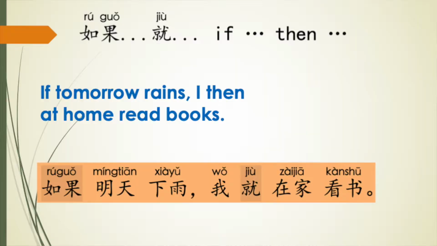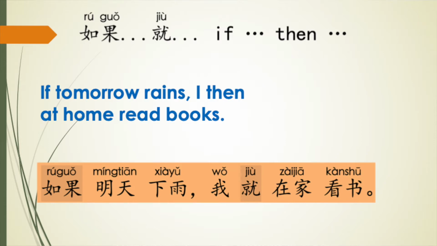For example, if tomorrow rains, I then at home read books. I know you might argue this is not proper English because the order of the words is wrong, but Mr. Li deliberately makes it like this, so I want you to understand these are the correct orders when you are translating the English into Chinese. I hope this will help you to understand the order of the Chinese words.